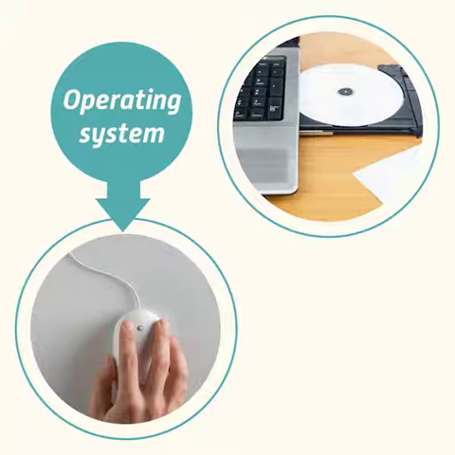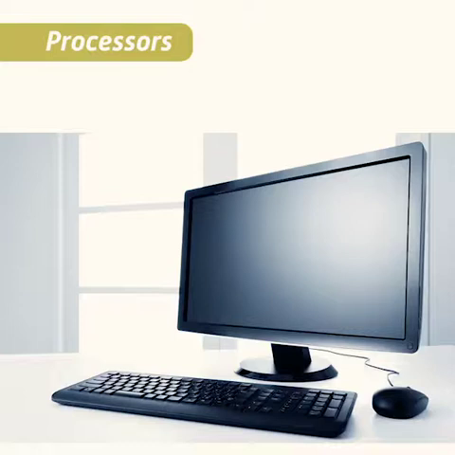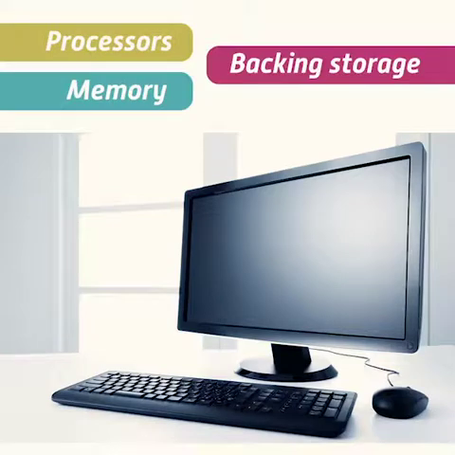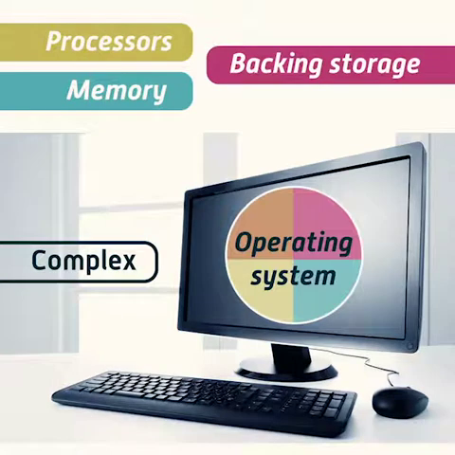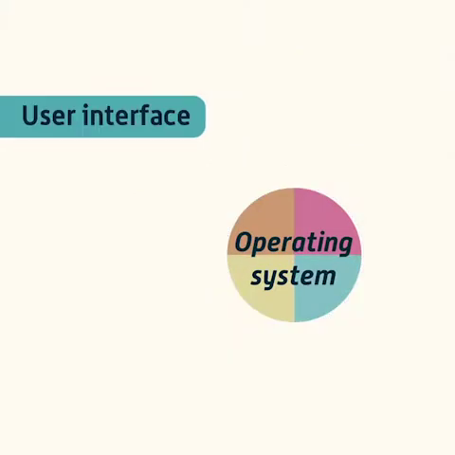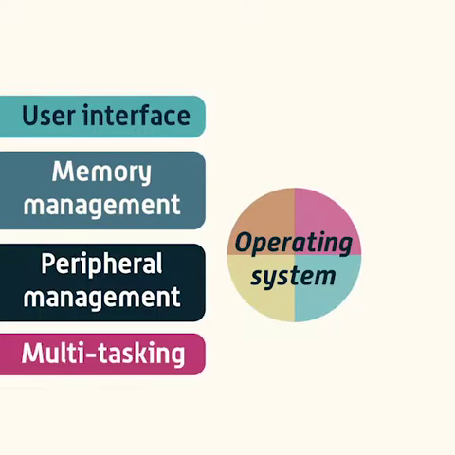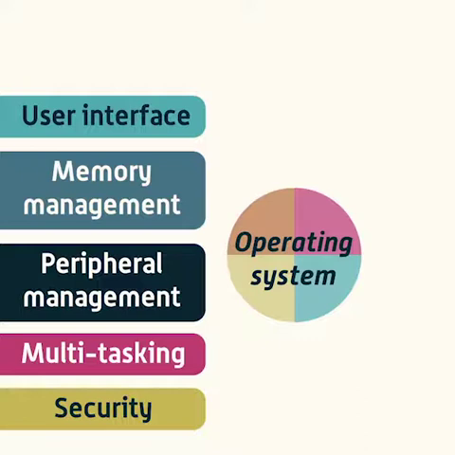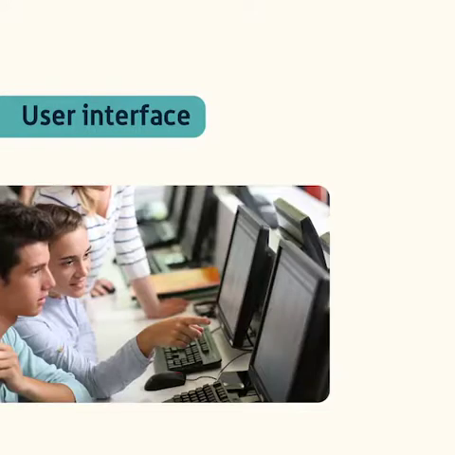inform the user. Because computers consist of multiple components, such as processors, memory, backing storage, and other devices, the role of the operating system is complex and can be divided into several functions, including user interface, memory management, peripheral management, multitasking, and security. The user interface is what allows the computer and the human user to communicate with one another.